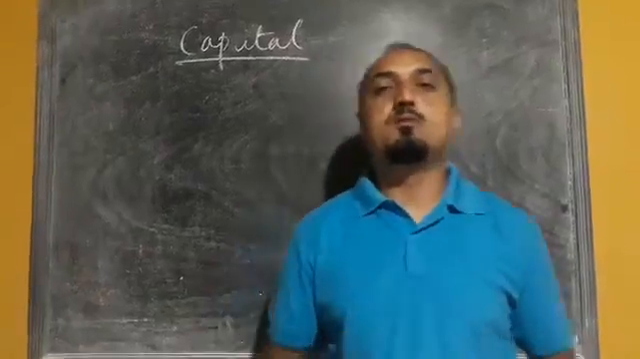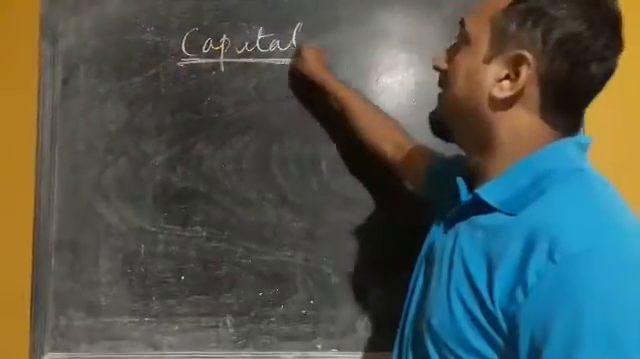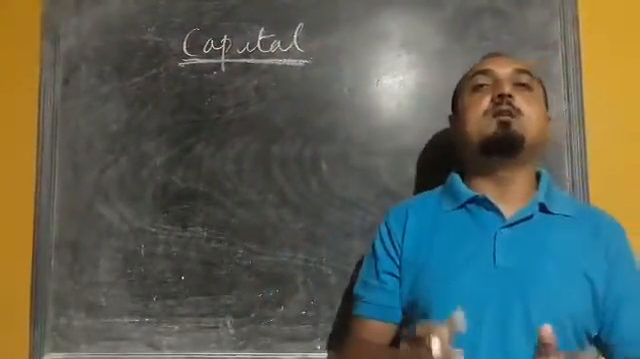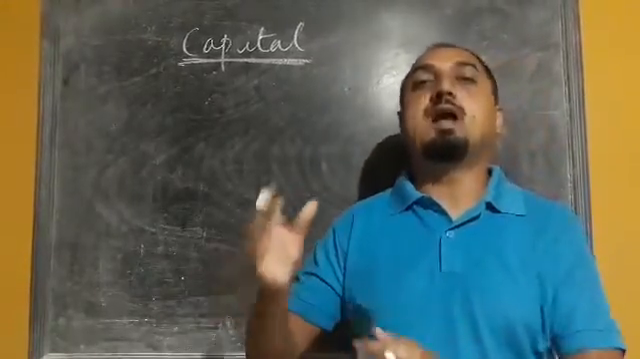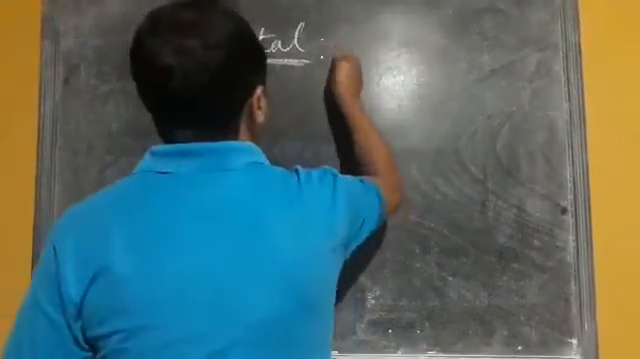Students, so today's topic we have third factor of production, that is capital. Now, how do we define capital? So, capital refers to man-made or produced means of production that can further be used in the production process.